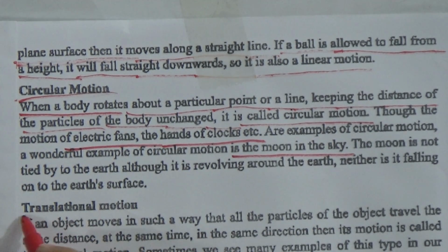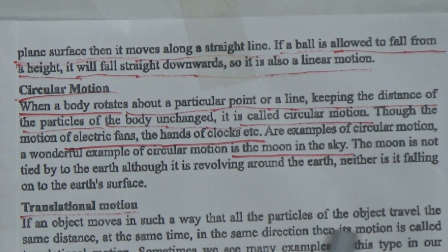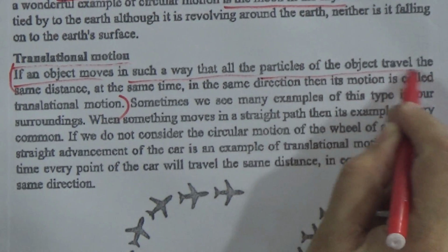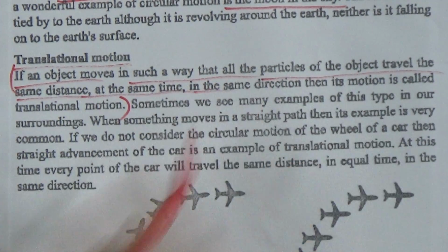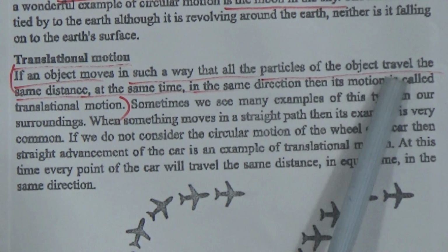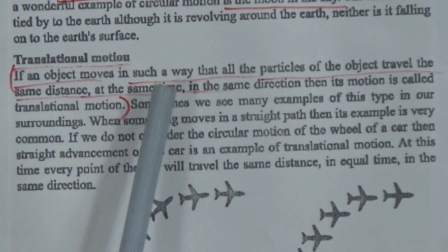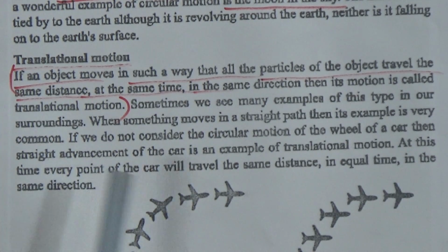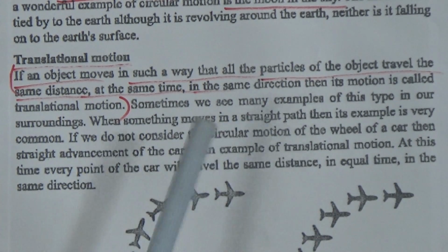This one is also very important. If an object moves in such a way that all the particles of the object travel the same distance at the same time in the same direction, then its motion is called translational motion. My dear students, this one is also very important, and you have to memorize this definition. What is translational motion? I am repeating, if an object moves in such a way that all the particles of the object travel the same distance at the same time and in the same direction, then this type of motion is called translational motion.